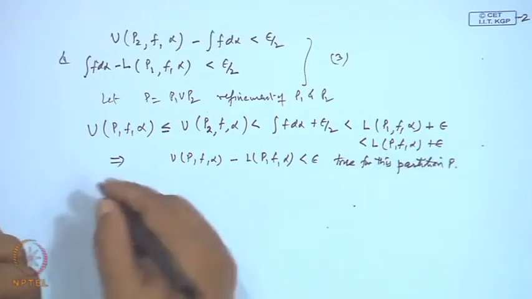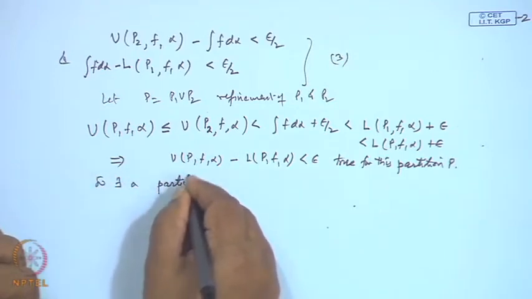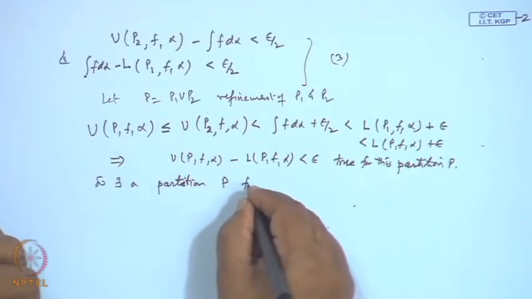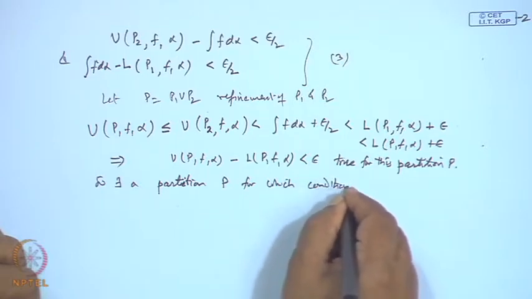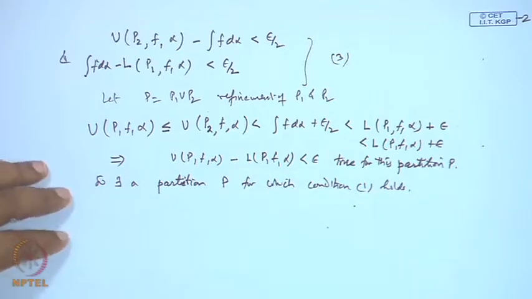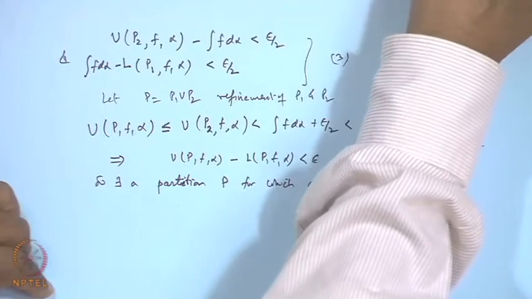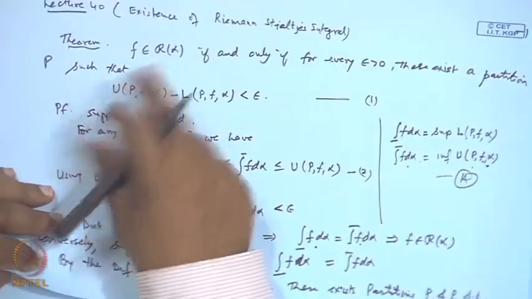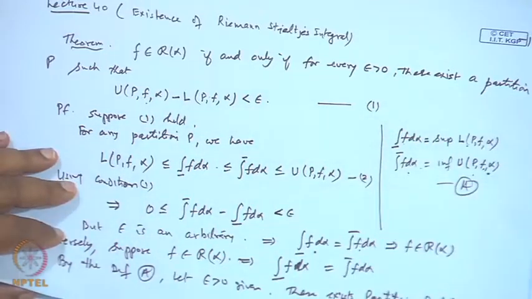So, there exists a partition P for which condition 1 holds, and that proves the result. Okay. So, this result now gives a guarantee or criterion for a function f to be a Riemann-Stieltjes integrable function if the upper sum minus the lower sum is less than epsilon for some partition P.